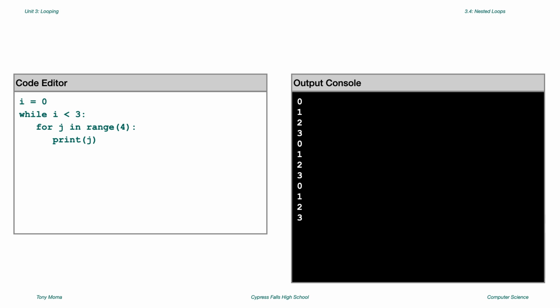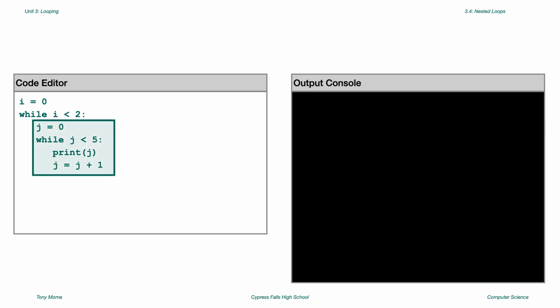Then, for a final example, we can also have a while loop within a while loop. In this example, the inner while loop will print out the values 0 through 4. Then, due to the condition of the outer while loop, that process will get executed 2 times total, leaving us with this as our final output. Once again, pause the video to look over the code and gain a better understanding of how this output was obtained.